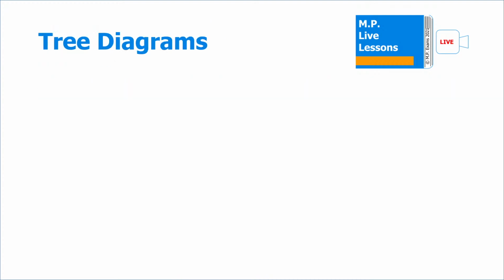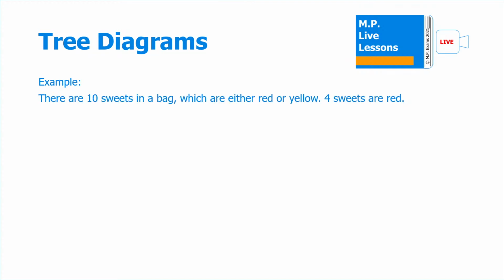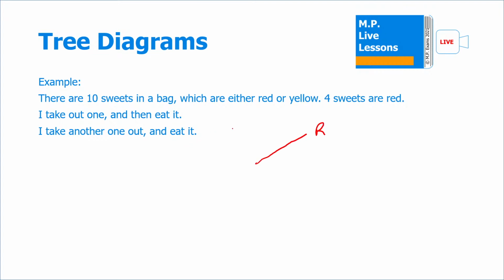Next are tree diagrams. So let's say I have 10 sweets in a bag, which are either red or yellow. So let's say 4 sweets are red. I take one out and eat it, and I take another one out and eat it. So we need to represent this information in the tree diagram. So the probability of a red sweet, that was 4 sweets are red out of 10 possible ones, so that's 4 out of 10. And the yellow ones, that was 6, the rest are yellow, so 6 out of 10.